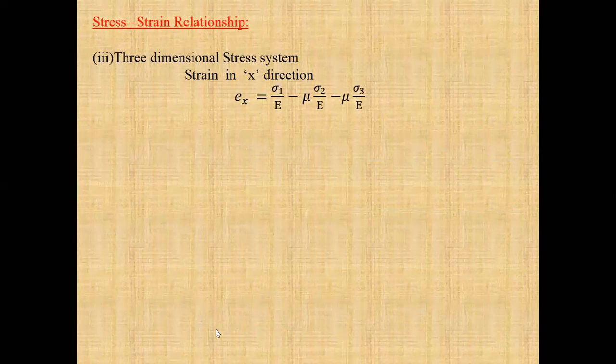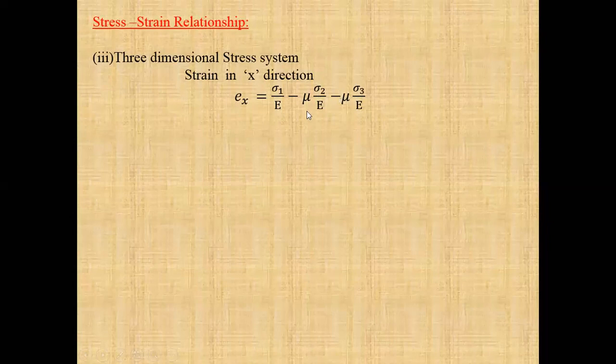Due to the stress in its own direction, it would be positive, sigma 1 by E, because we are applying tensile stresses only. In the other two directions, this sigma 1 leaves a lateral strain. Obviously, it takes negative. Due to the other sigma 2 and sigma 3, lateral strains occur in the x direction.